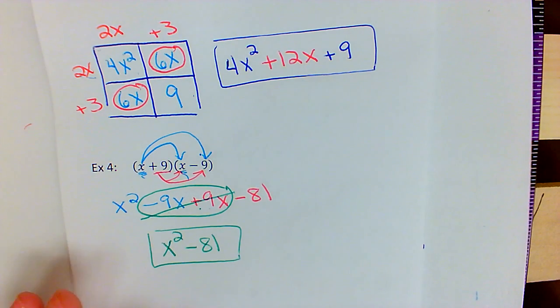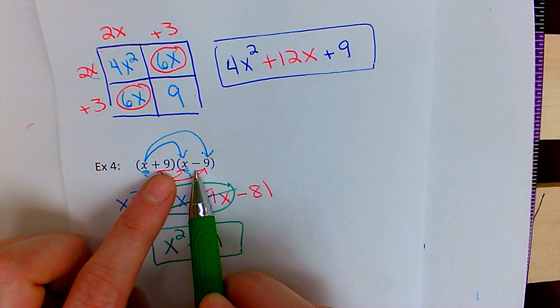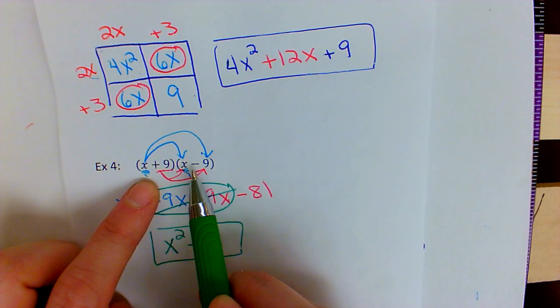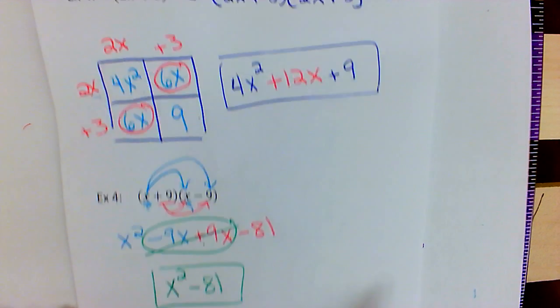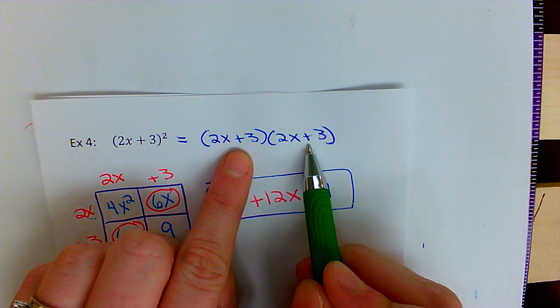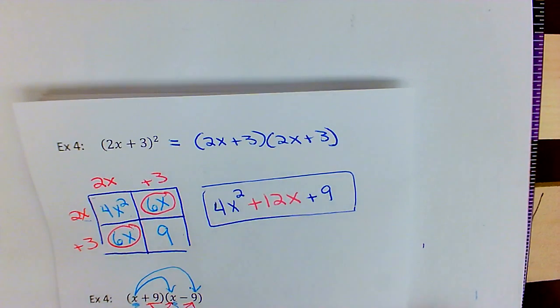Now, the reason that happened to you in this problem, these sets of parentheses are almost the same thing, but one's got a plus and one's got a minus. So when they have opposite signs like that, they are going to cancel, but if they have the same sign, like on example number 4, they are not going to cancel in the middle.